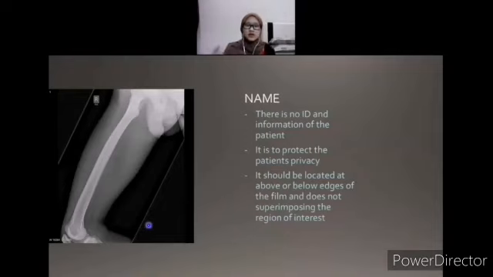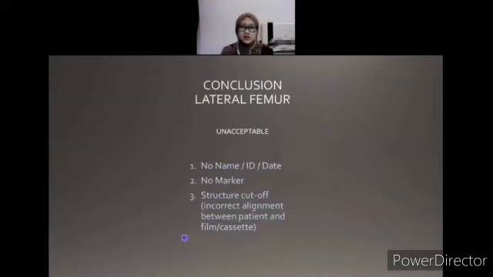For the name, there is no ID and information of the patient. It is to protect the patient's privacy. It should be located at above or below edges of the film and thus not superimposing the region of interest. So in conclusion, this projection of lateral femur is unacceptable because there is no name, ID, date, and there is no marker, and there is a slight structure cut off.